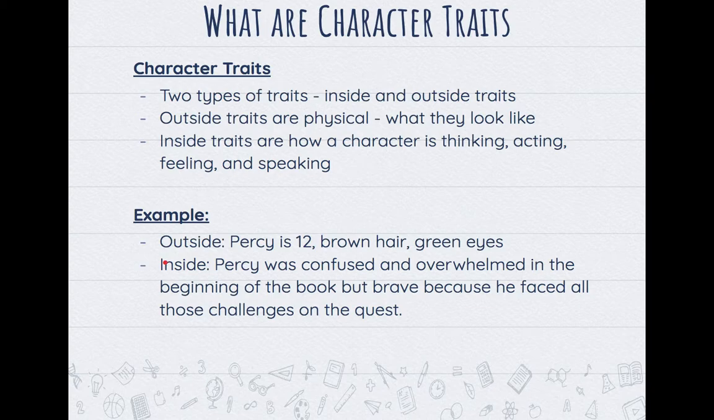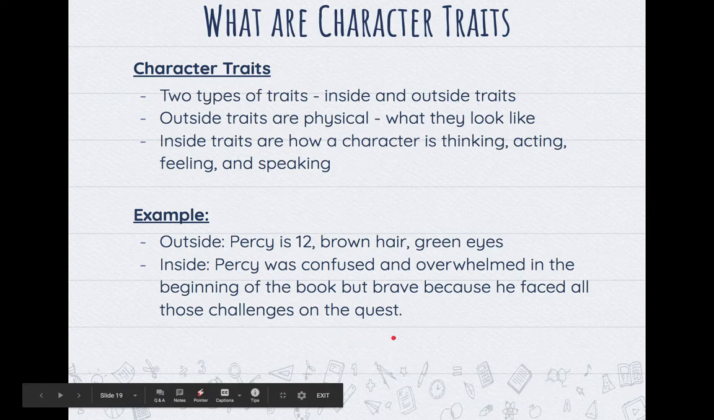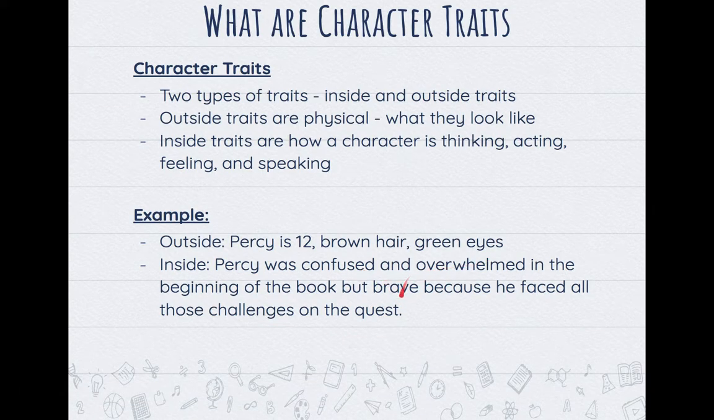Now, I want you to think about Percy. We're going to use him as an example today. An outside trait, remember, is physical, what they look like. Percy's 12. He's got brown hair and green eyes. Inside, this is where we pick some words to describe Percy based on how he's thinking, acting, feeling, and speaking. So we say Percy was confused and overwhelmed in the beginning of the book, but brave because he faced all of those challenges on his quest. We pick these words, confused, overwhelmed, and brave, and we make these inferences by thinking about what we know about Percy. How was he thinking? How was he acting? How was he feeling? How was he speaking? And we're able to come up with these three words to describe him.